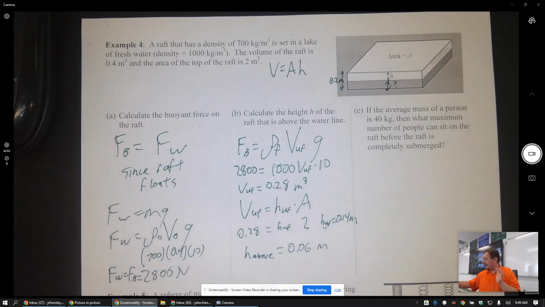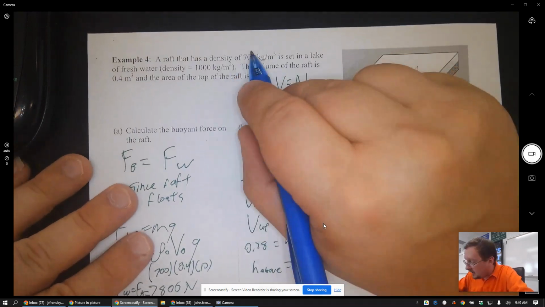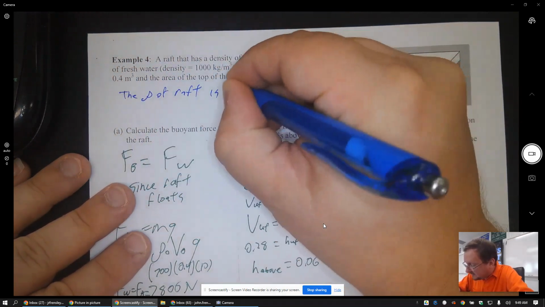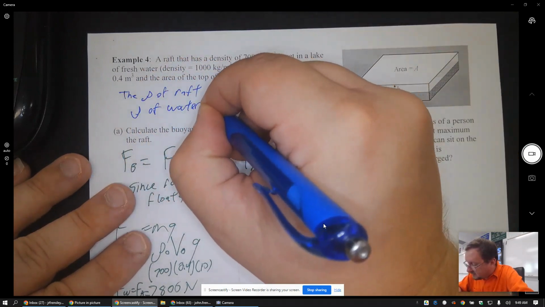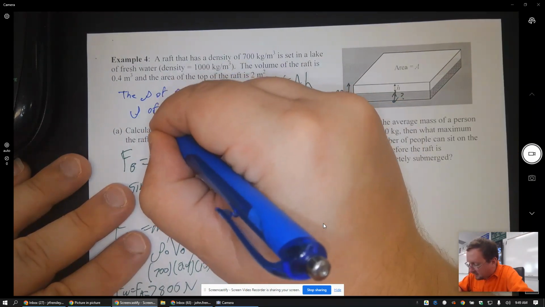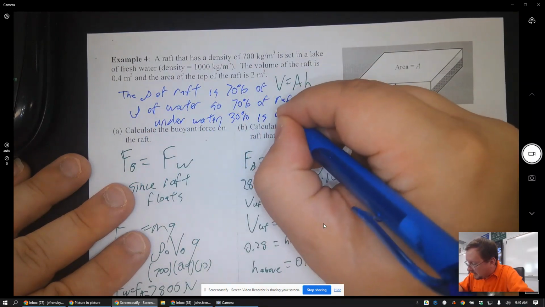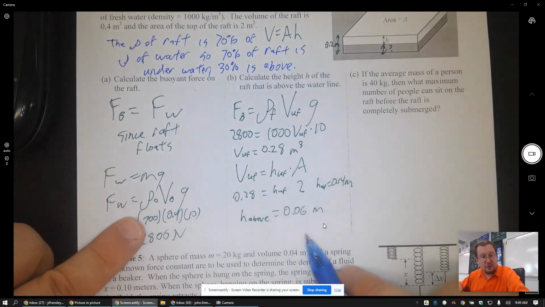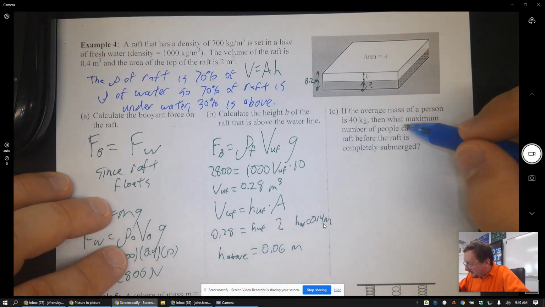Now, there was a quicker way to do this, so I'm going to show you the faster way. Listen to my logic, that's fast. The density of the raft is 70% of the density of water, right? So 70% of the raft is under the water, okay? 30% is above. 30% of the raft is above the water. Well, what's 30% of 0.2? 0.06.